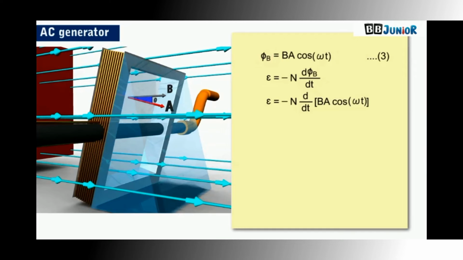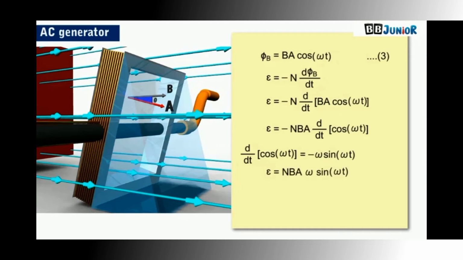The strength of the magnetic field B and the area of the coil A are constants. The equation now transforms to E is equal to minus NBA d by dt of cos omega t. From differential calculus, we have d by dt of cos omega t is equal to minus omega sin omega t. Hence, the instantaneous value of the EMF E is equal to NBA omega sin omega t. Let us label this as equation 4.